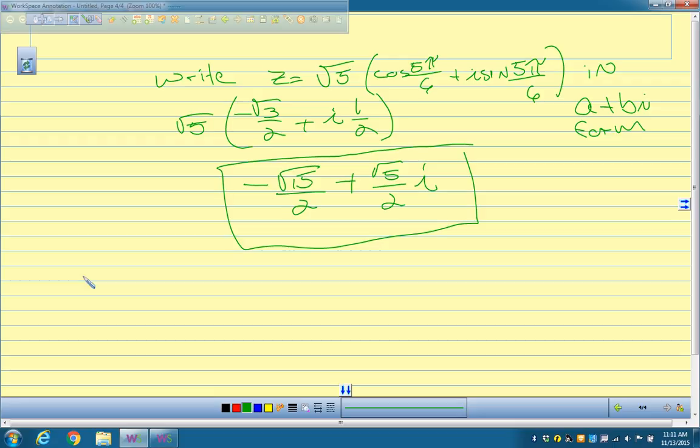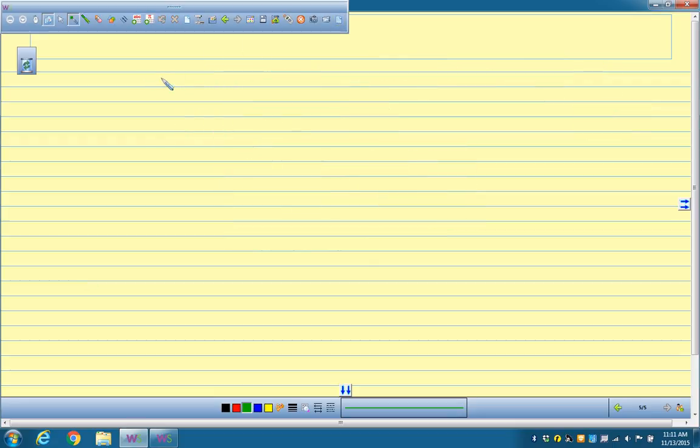Okay. Multiplying and dividing complex numbers. This is why this is kind of nice. Okay. So multiplying and dividing complex numbers.